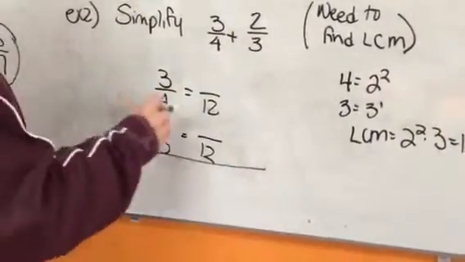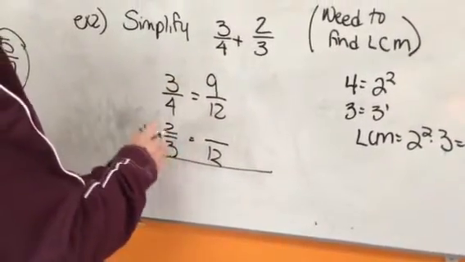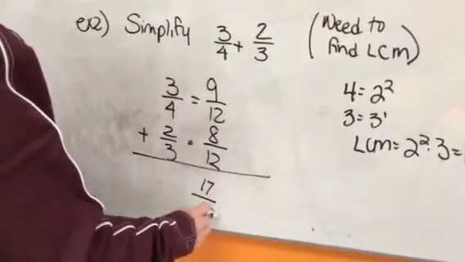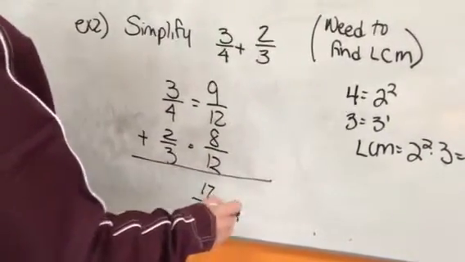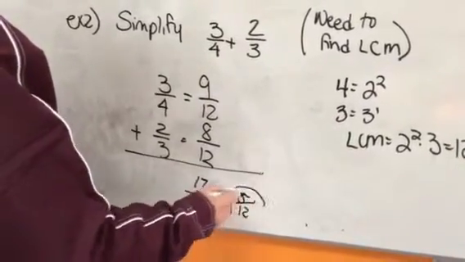Which is the LCM. 4 times 3 is 12, so 3 times 3 is 9. 3 times 4 is 12, 2 times 4 is 8, and you're going to get 17/12. And then, of course, we're going to change that into a mixed number, and you get 1 and 5/12. There you go.